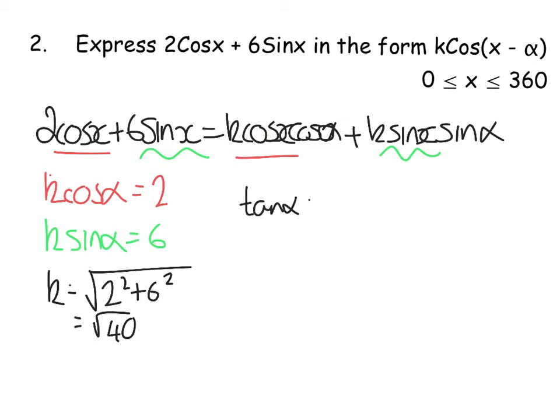So tan alpha, remember, was sine over cos. So sine over cos would be 6 over 2, which is just 3. Your acute angle, when you do shift tan of the number 3, gives you, to the nearest whole degree, 72.